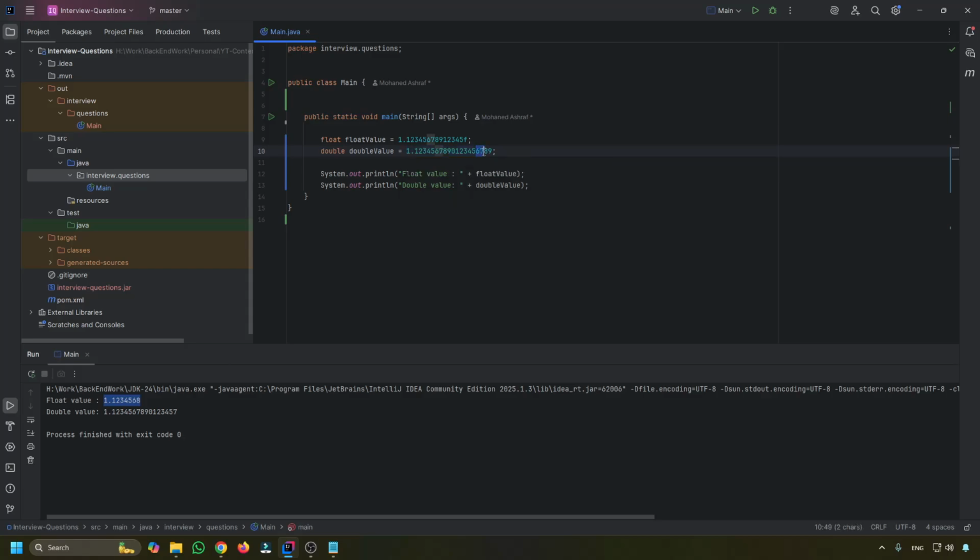Then you will find out that this kind of rounded up at this point, and those are, let's see, 16 characters. So we have rounded up until 16 decimal characters. This is the main difference between float and double.